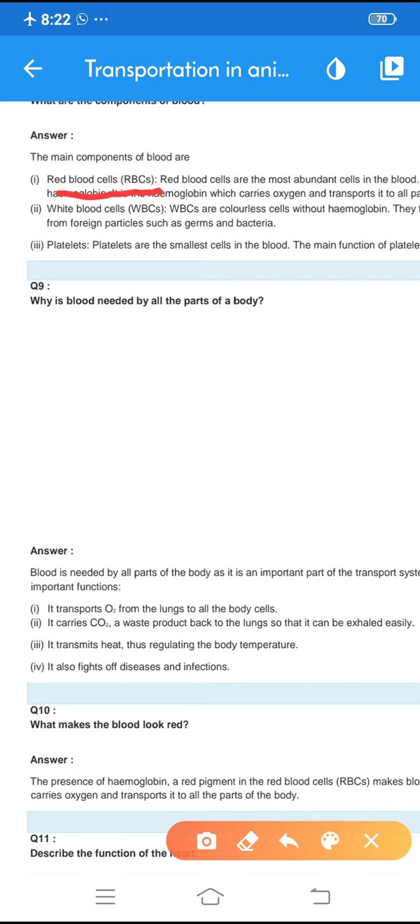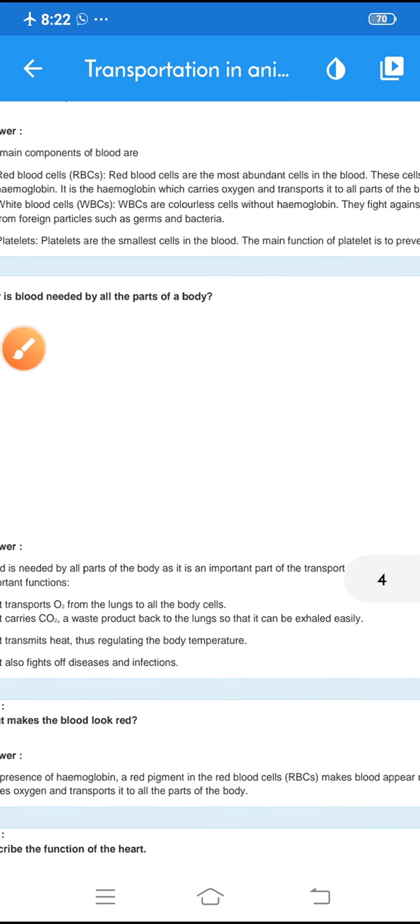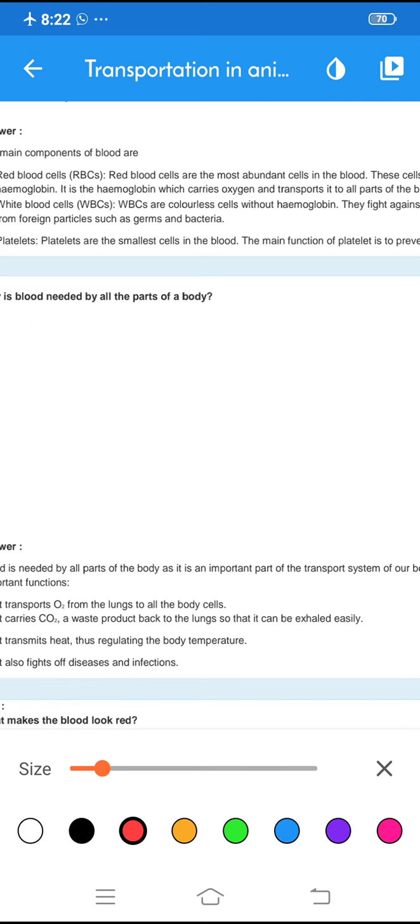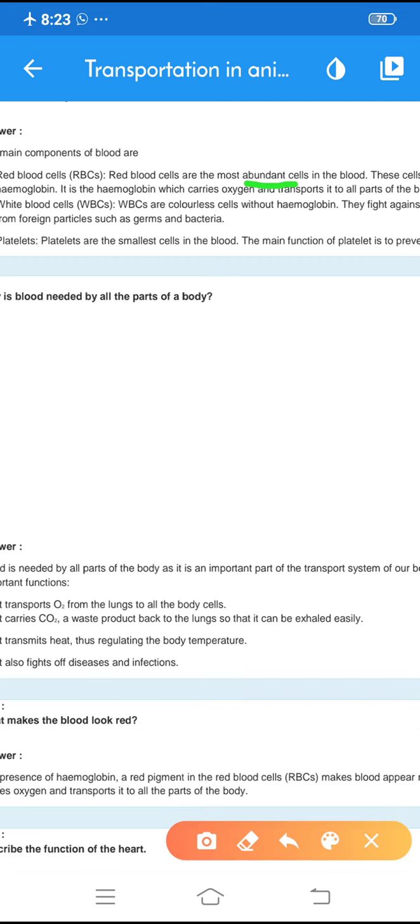What do they do? Red blood cells are the most abundant cells in the blood. Abundant means present more in number. So the greater quantity of cells present in the blood are RBCs, or red blood cells.